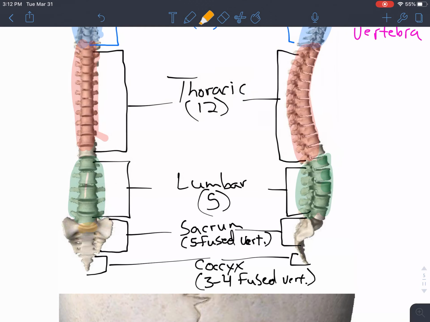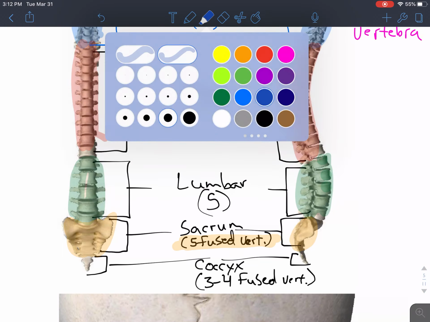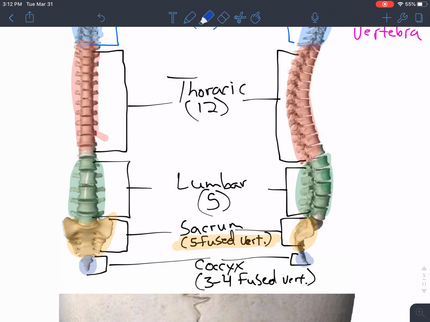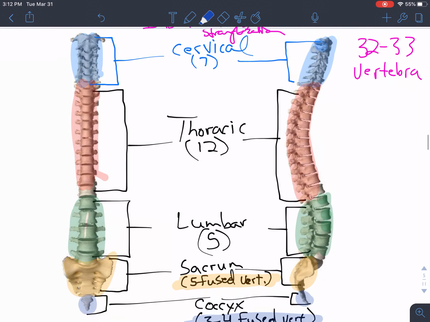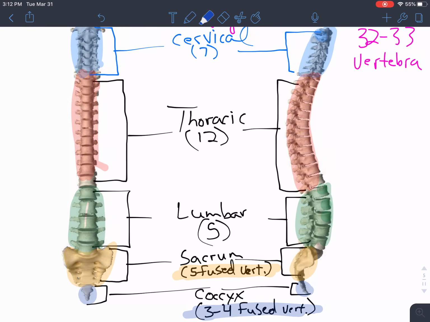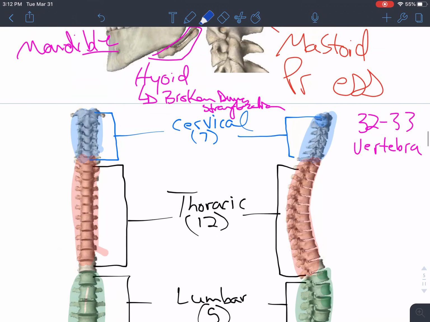So your sacrum, it's not quite your tailbone. The next one we're going to talk about is your tailbone. So there's your sacrum. And look, that's still made up of vertebrae. They're just fused, and it's 5 fused vertebrae in your sacrum. And then you have your coccyx, which is this little guy right there. Same thing, made up of vertebrae. They're just fused, right? 3 to 4 fused vertebrae. Okay. So this is your spinal column: cervical 7, thoracic 12, lumbar 5, sacrum 5 fused vertebrae, and coccyx 3 to 4 fused vertebrae. And again, this isn't anything new. You guys learned this in body regions.